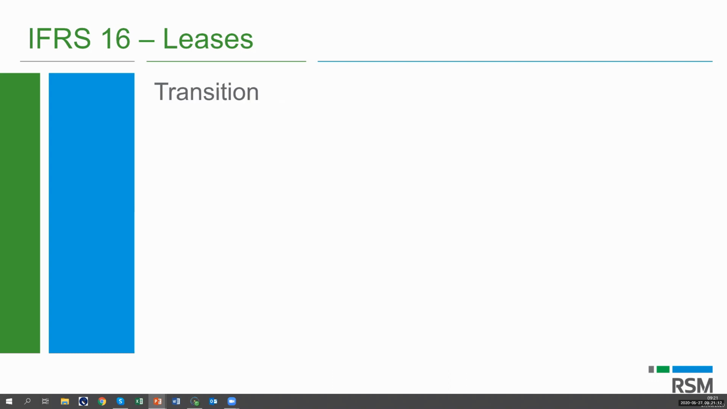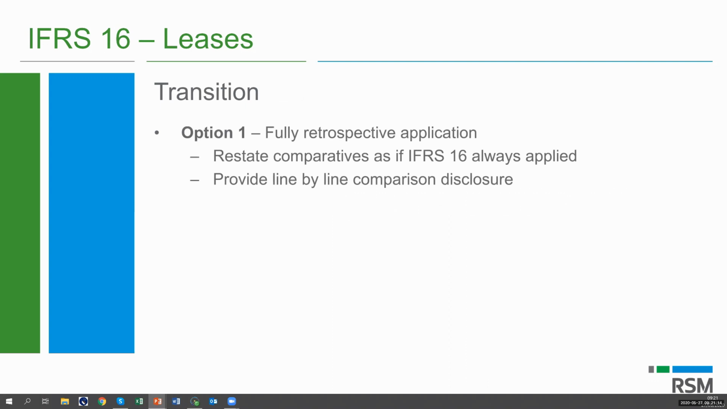Transition: there are two transitional options. The one is fully retrospective, so that you would restate all the comparatives as if IFRS 16 had always applied, and you would do the line-by-line comparison disclosure. You would amend your comparatives, three-year balance sheets, all those lovely things.